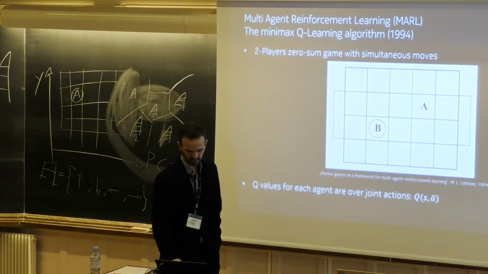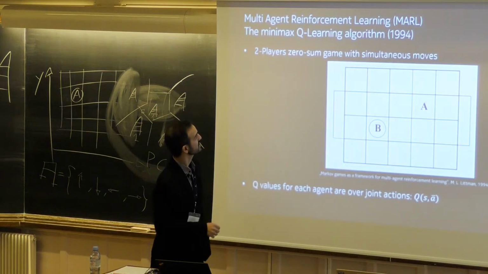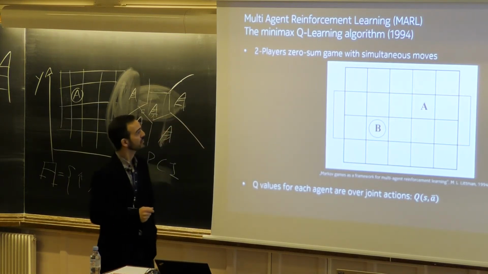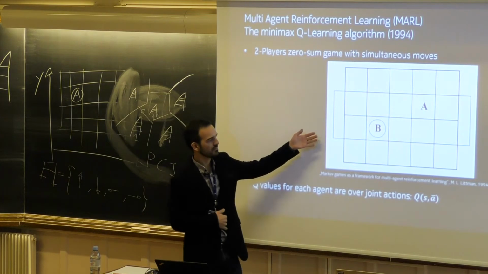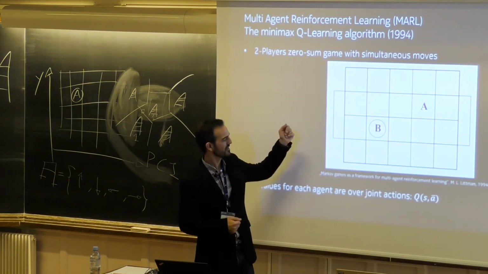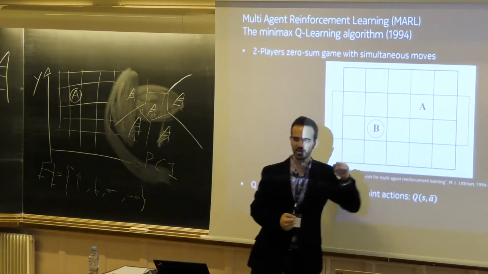So I want to show you one example I like on how to do multi-agent reinforcement learning. Again, this is a very old example. It's called the Minimax Q-learning algorithm. And the problem where it's illustrated is this one. It's called Markov soccer. So the idea is that you have two agents.